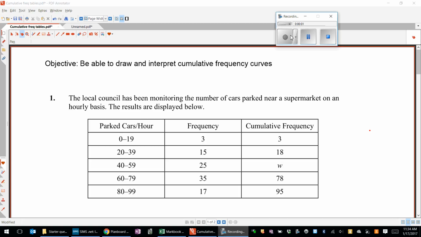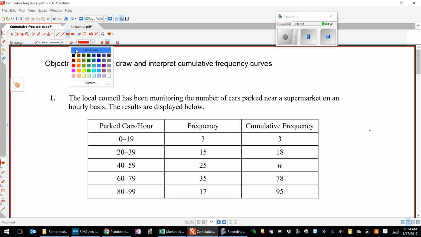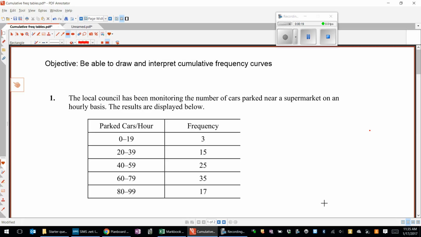Cumulative frequency from the past. Anything? Nothing? Well, I tell you what, let's start with, I'll just cover this up. You don't have to do this on yours, but let's just say I cover that up. So we have a frequency table.